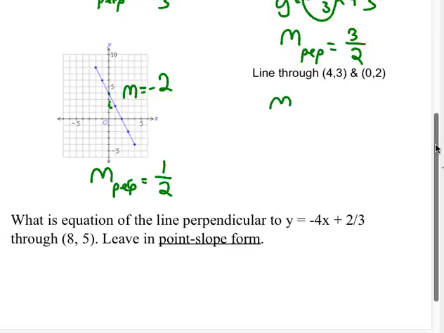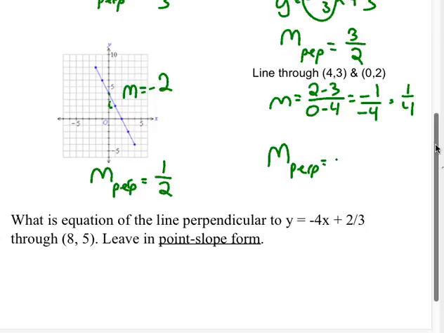Here, we can calculate the slope between those 2 points. 2 minus 3, 0 minus 4. So negative 1 over negative 4, just going to be 1/4. So if I want the slope of the perpendicular line, it's going to be opposite, reciprocal. So 4 over 1, but I don't have to show the over 1 part.